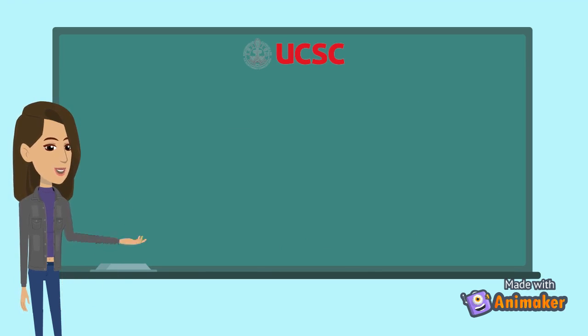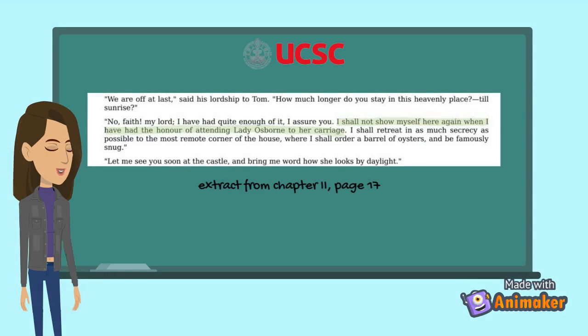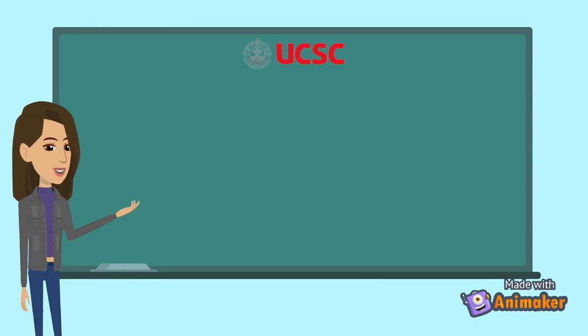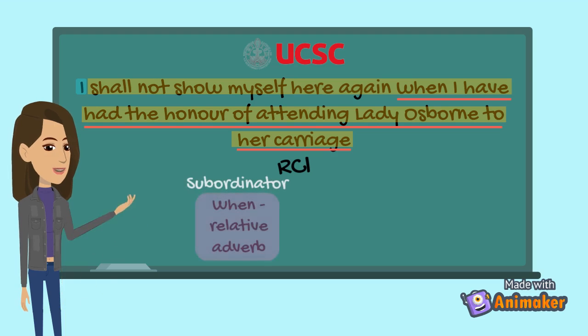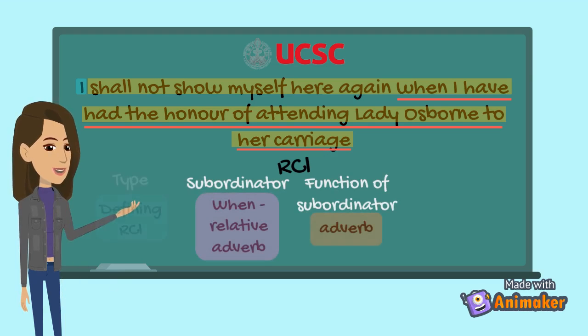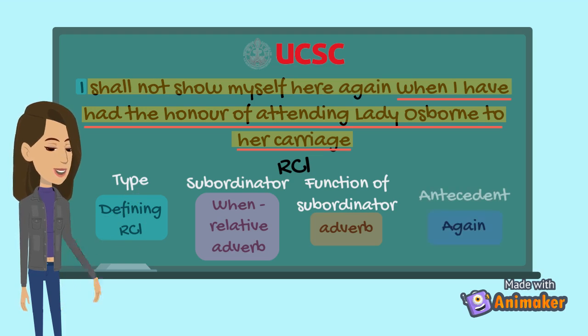The second one says, I shall not show myself here again when I have had the honor of attending Lady Osborne to her carriage. You have to identify the subject and the predicate again and find the main verb, that in this case is shall. In the predicate, we see the subordinate clause that starts with the relative adverb when. In this case, it is acting as the adverb of the subordinate clause. This clause is a defining relative clause because it gives just the essential information about the antecedent, that in this case is again.